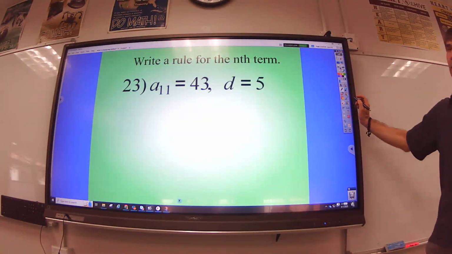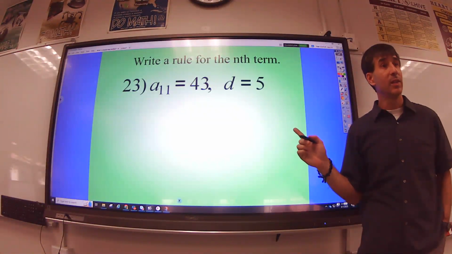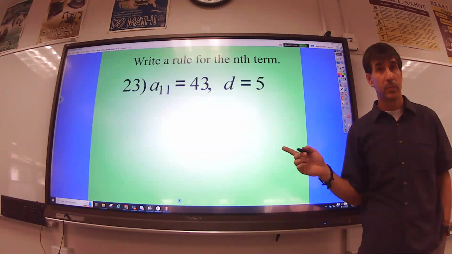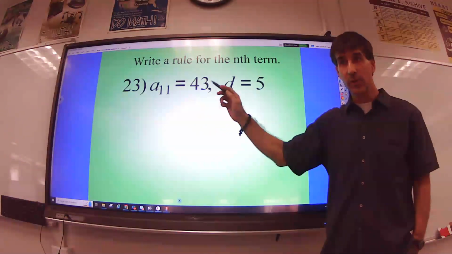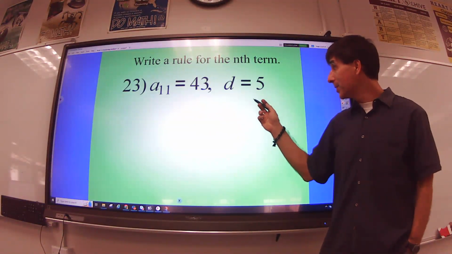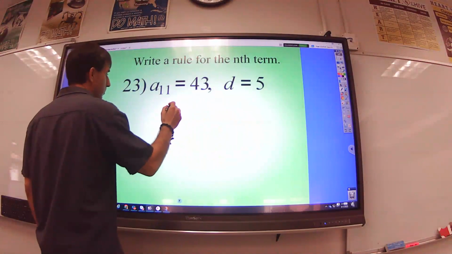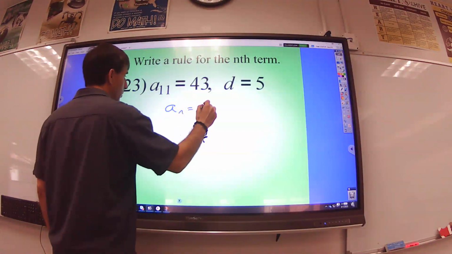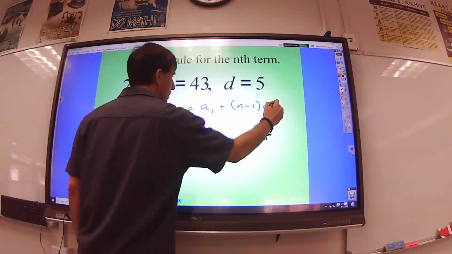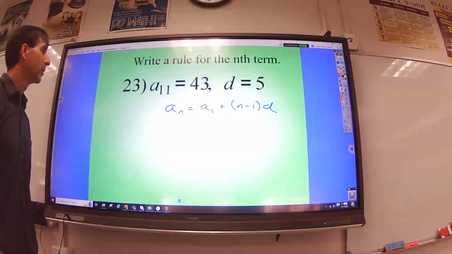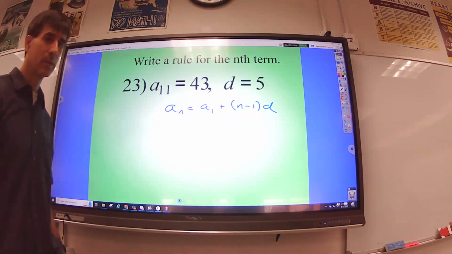Okay, now look here. We are not given the first term. We're given the 11th term. Okay, you see how do I know it's the 11th term? The 11th term is 43, right? So we have to figure out the first term. We're given the common difference. We're not given the first term. So how do we do this? Let's write our equation. A sub n equals A sub 1 plus n minus 1 times d. Now let's do with what we have. I'll pause.